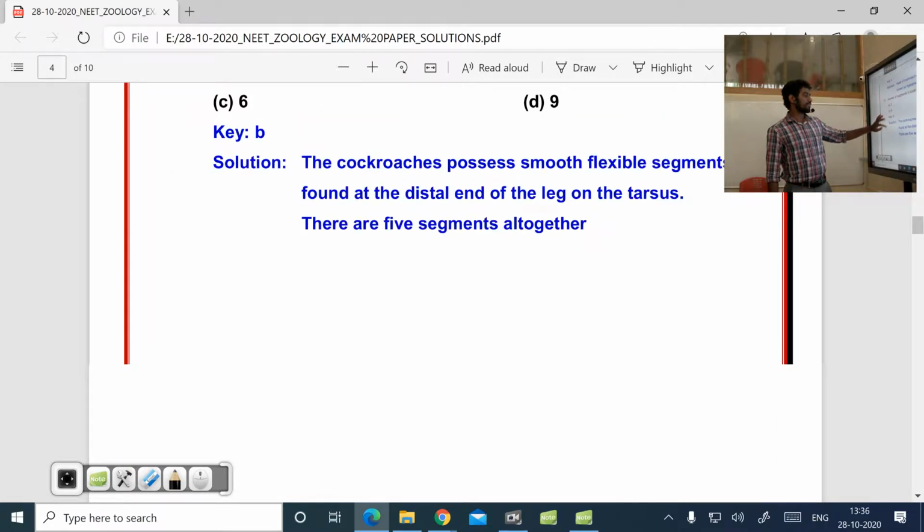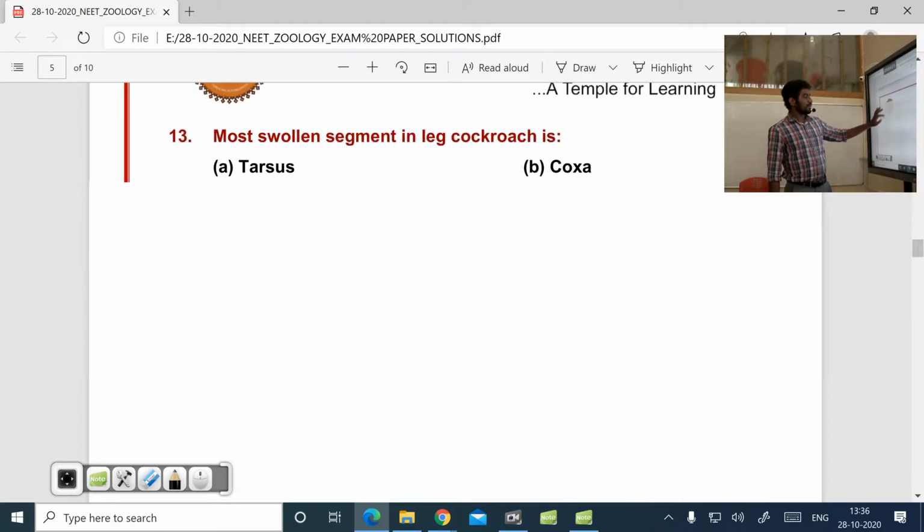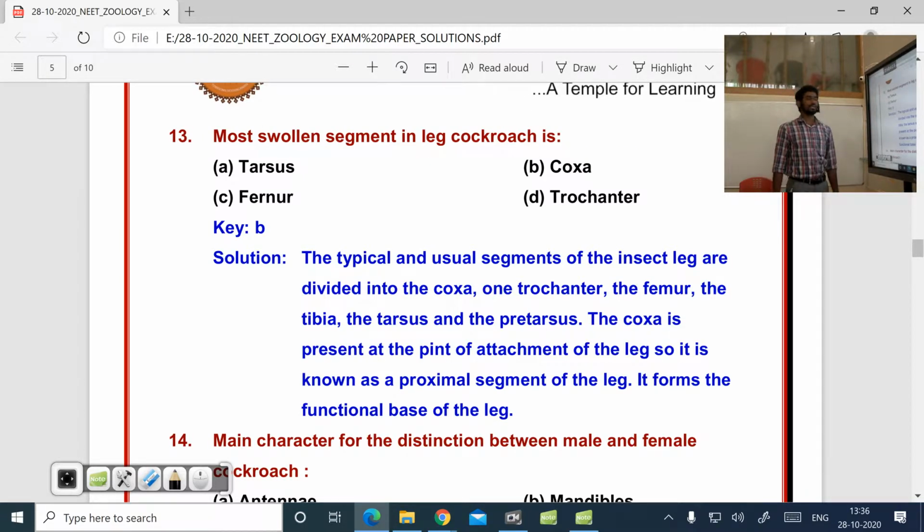Next, the most swollen segment of the leg. There is no doubt at all, the answer would be coxa. This is also explained later. The coxa is present at the point of attachment in the leg, so it is known as the proximal segment of the leg. It forms the functional base of the leg also. It attaches to the prothorax, mesothorax or metathorax region, right?